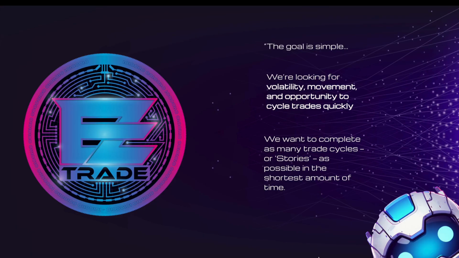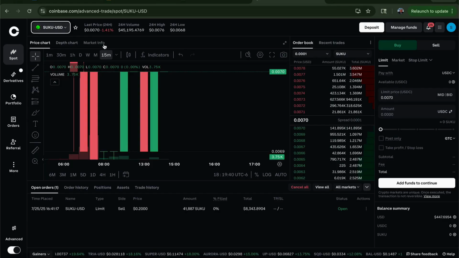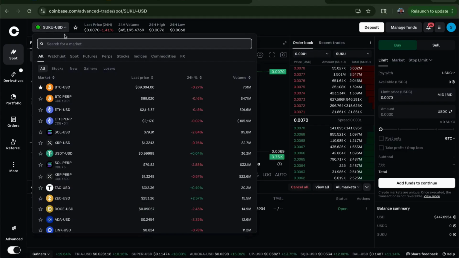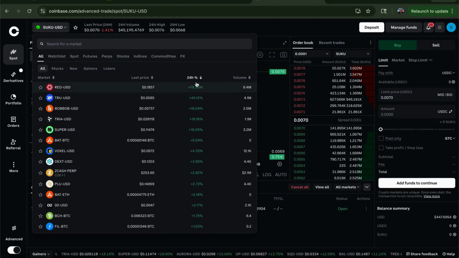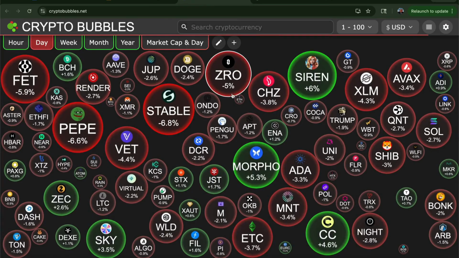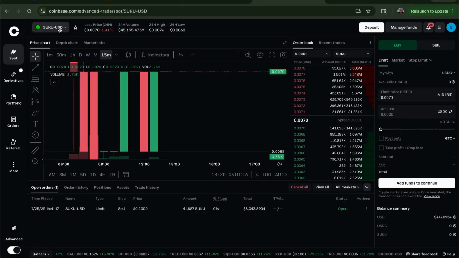Now, the first thing we look for is movement. We want coins that are actively moving, not just sitting flat. So I'm going to take you guys over to Coinbase, show you what I'm talking about. Now, we either use Coinbase or we're going to use Crypto Bubbles. For Coinbase, you just click up to this top left corner and there is your 24-hour chart right there. And then the other one is called Crypto Bubbles. And we're going to go over both of them here in just a minute.